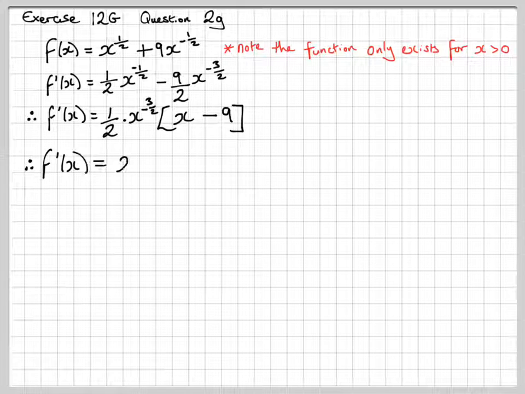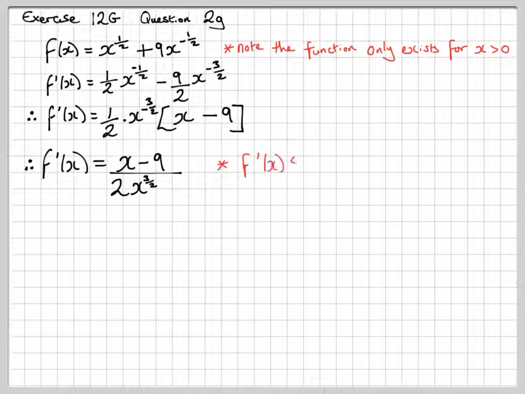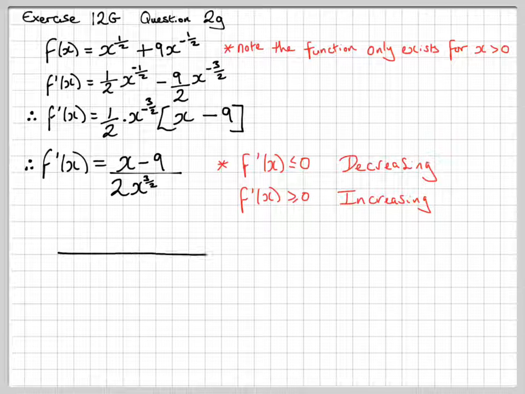Okay, well, the next step is for me to write this down as a quotient, as you can see. And what I'm going to say now is that if f' of x is less than or equal to 0, the function is decreasing, which is what we're after. And if f' of x is greater than or equal to 0, then the function is increasing. Of course, strictly speaking, at f' of x equals 0, it's where the function is stationary momentarily.